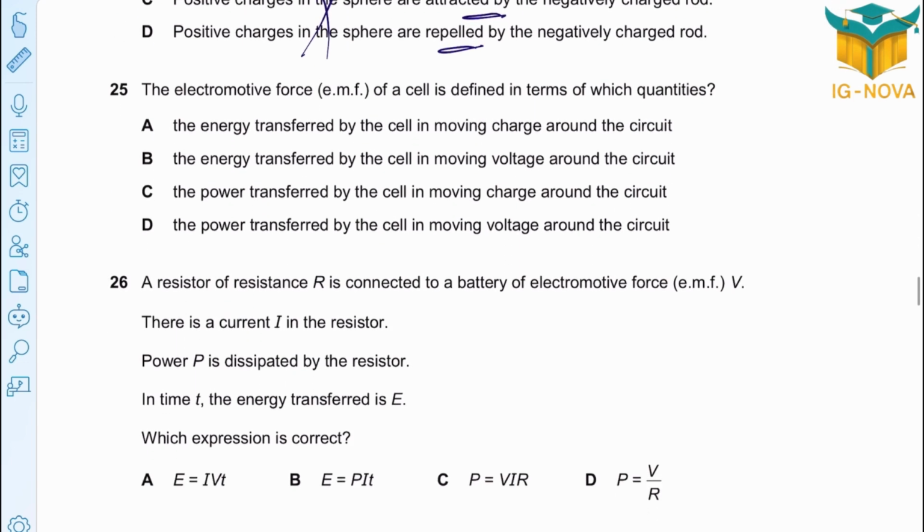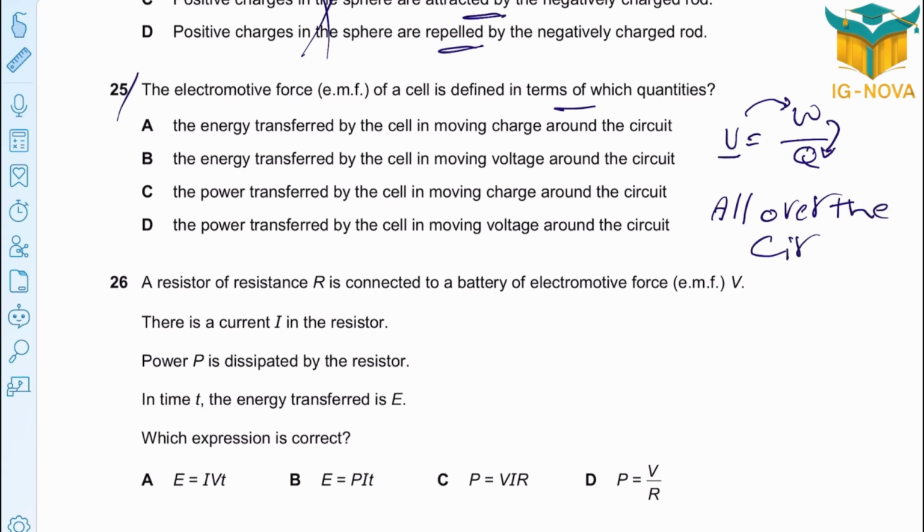Question 25. The electromotive force, EMF, of a cell is defined in terms of which quantities? EMF, V equals W over Q. We define it as the total work done to move one charge all over the circuit. This is the electromotive force. So, is it energy transferred? Yeah, by the cell moving charge around the circuit. Surely, yeah. Voltage is a concept, not moved. Power transferred, power is also not transferred.